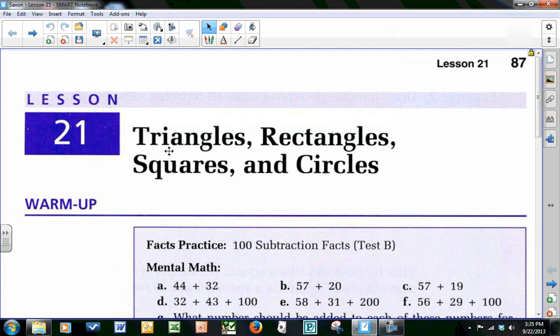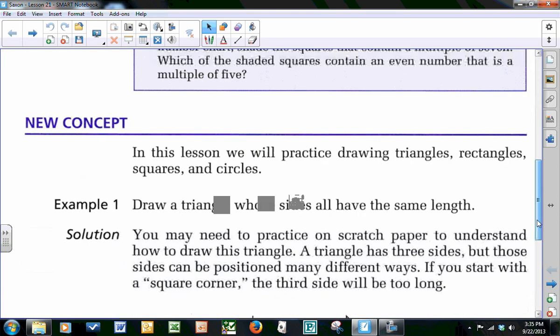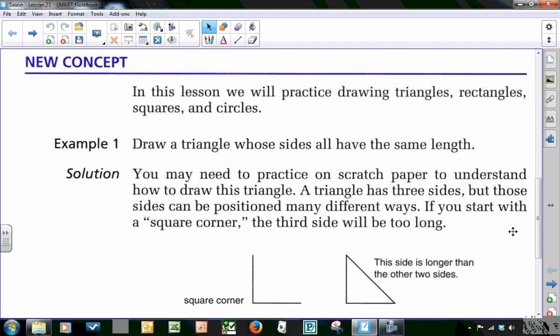Today's math target is that we will be drawing triangles, rectangles, squares, and circles. So if you enjoy drawing or doodling of any kind, then this is going to be a very enjoyable lesson for you, most likely. If you are following along in your math book, I am on page 87, and about halfway down page 87, it introduces today's new concept. So as I said, in this lesson, we will be practicing drawing triangles, rectangles, squares, and circles, geometric shapes. That's the focus of today's lesson.